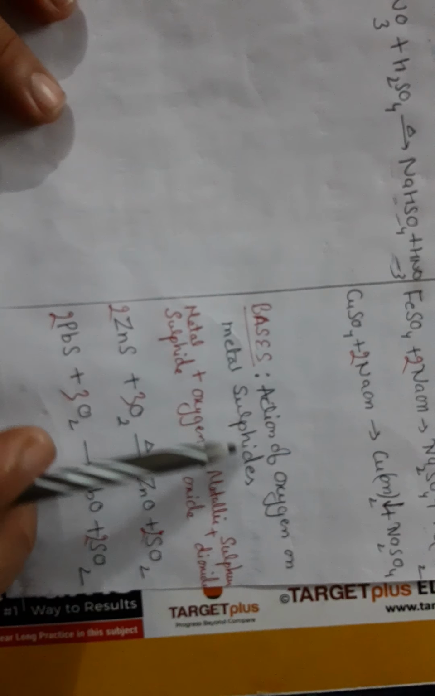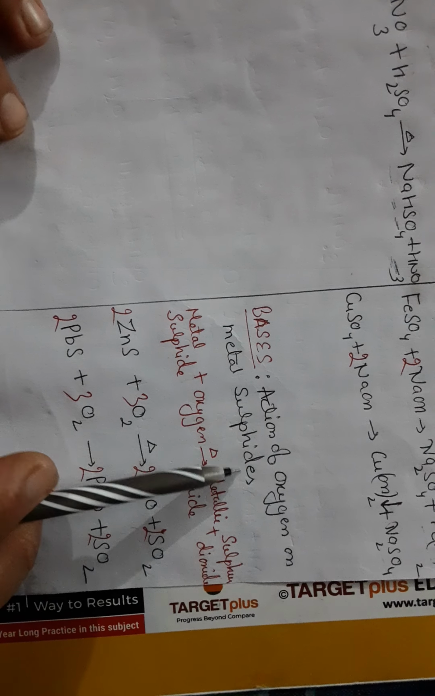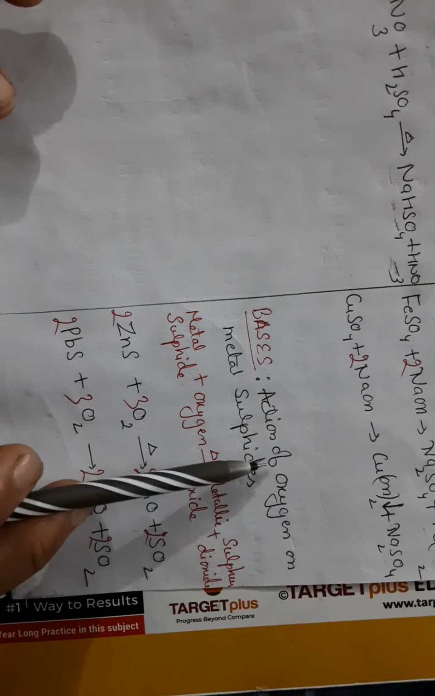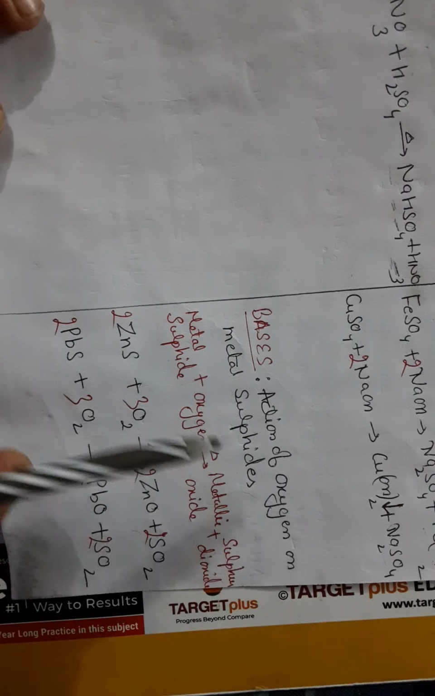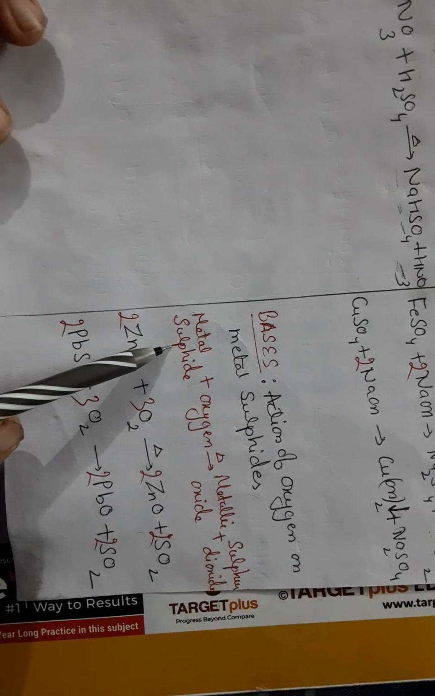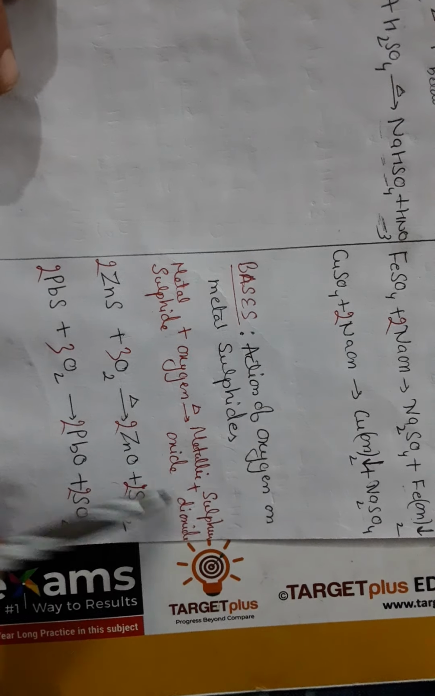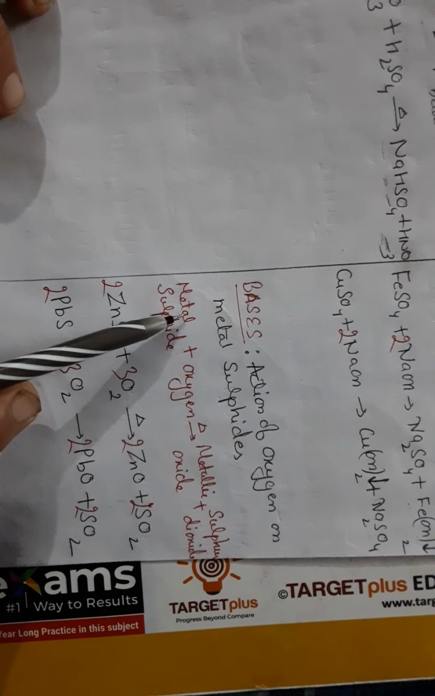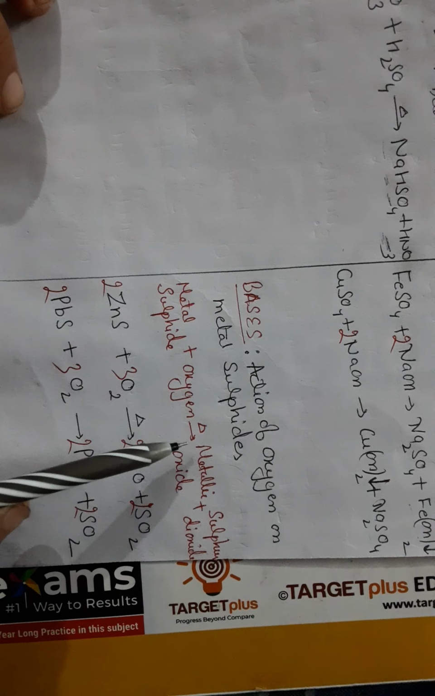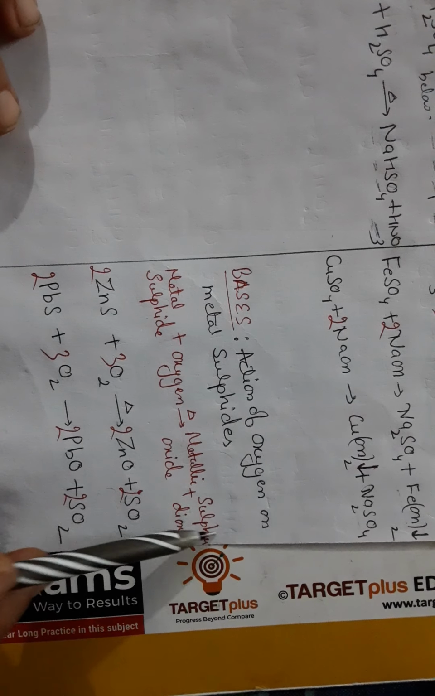Now, bases are also prepared by the action of oxygen on metal sulfides. When oxygen is reacted with metal sulfides, it gives metallic oxide plus sulfur dioxide. When metal sulfide is heated with oxygen, it gives metallic oxide and sulfur dioxide gas.